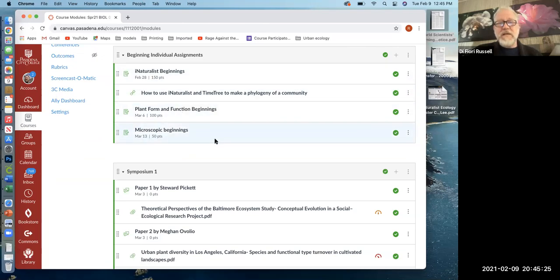These first beginning individual assignments are just little assignments, like go out, find 10 species in a couple patches, post them to iNaturalist, tell me about them, etc. And that's just kind of getting you started.